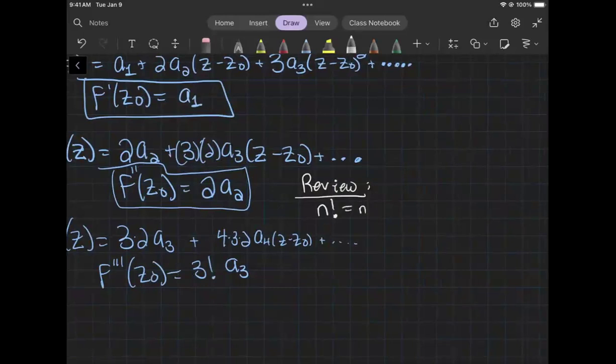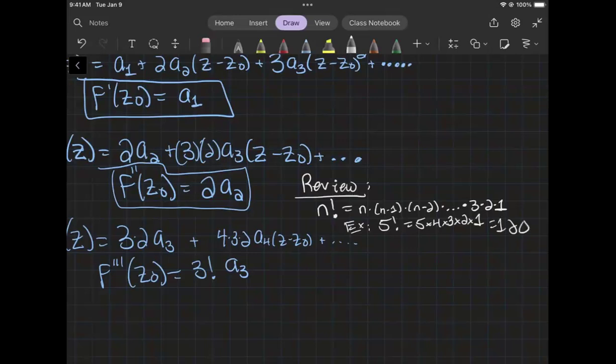This equals n times n minus 1 times n minus 2 times, all the way down to times 3 times 2 times 1. So for example, 5 factorial would be 5 times 4 times 3 times 2 times 1, right? So in this case, it's 120. So that's what a factorial is.